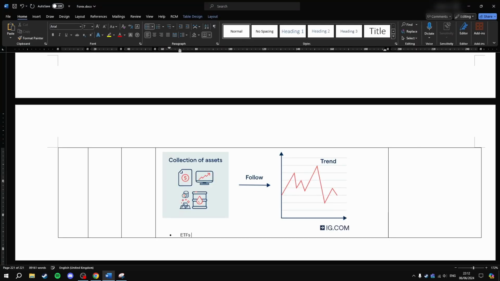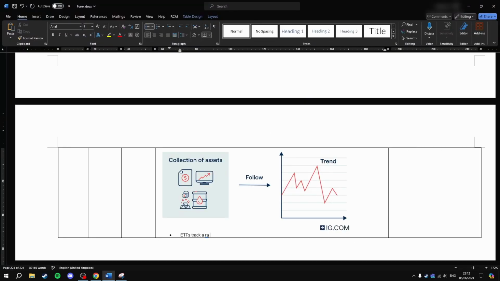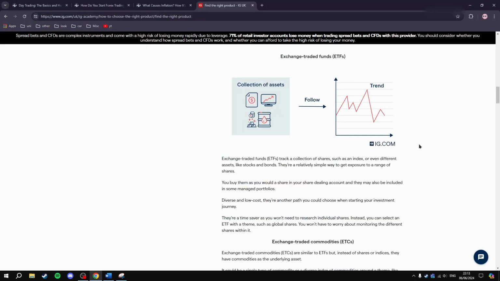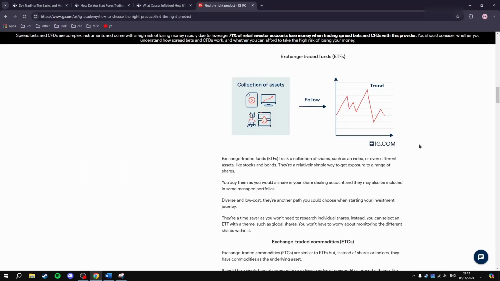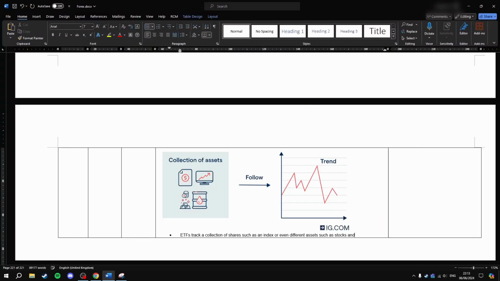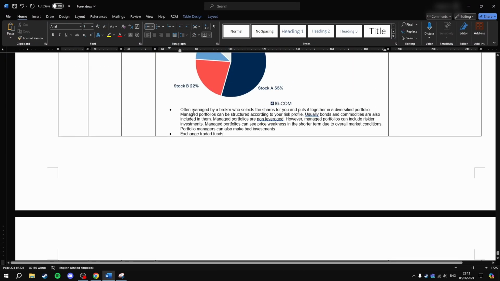So ETFs track a collection of shares such as an index or even different assets such as stocks and bonds. They're a relatively simple way to get exposure to a range of assets.